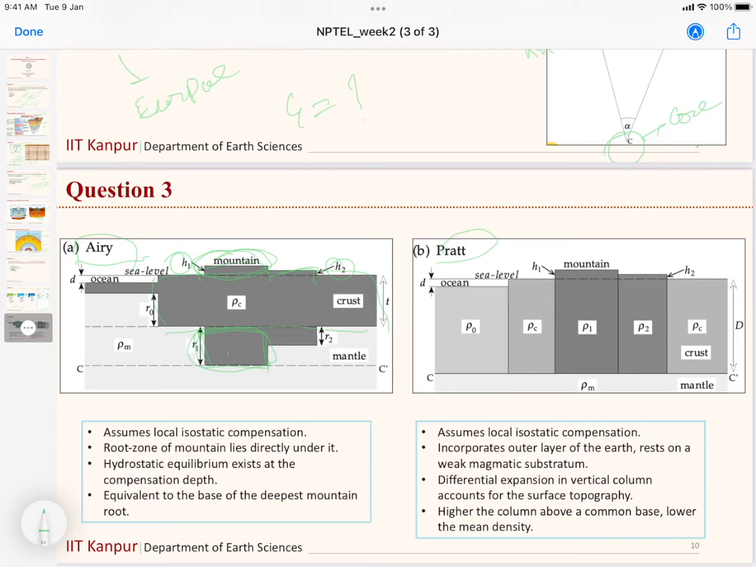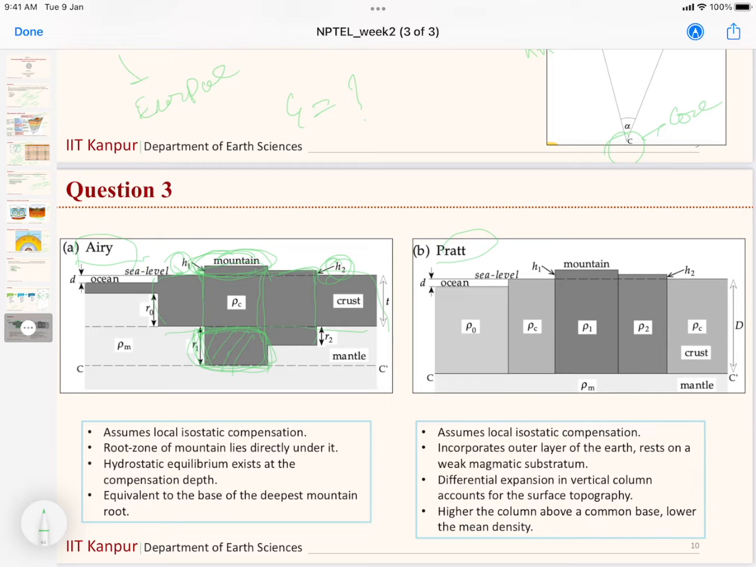And the thickness of this extra block would be proportional to the thickness of the mountain. So we can see that since the thickness of the h1 mountain is more as compared to h2, the thickness of the block just below this mountain is high as compared to the block just below the h2 mountain. So this is the first model to show how Earth maintains this hydrostatic equilibrium using the Airy model.